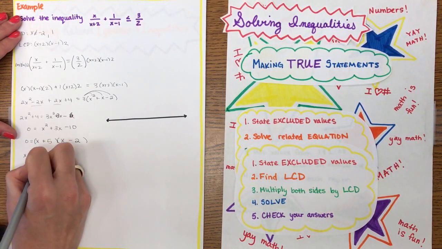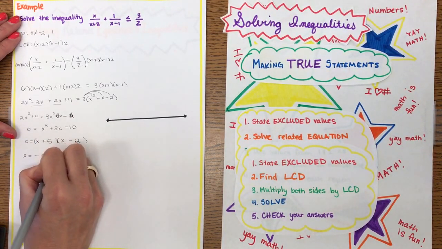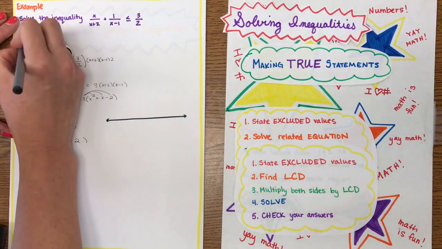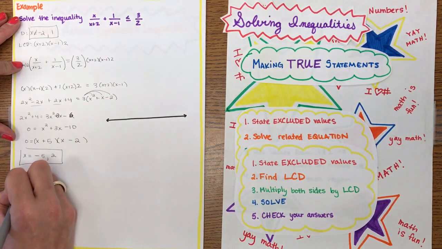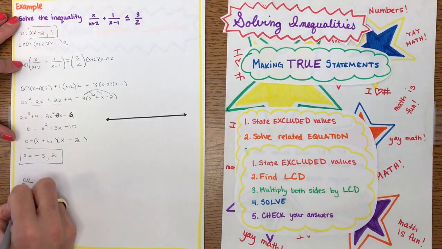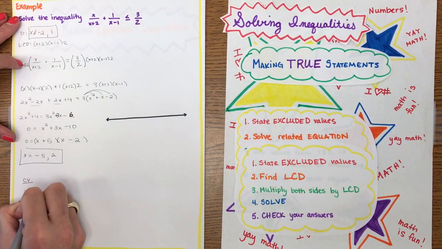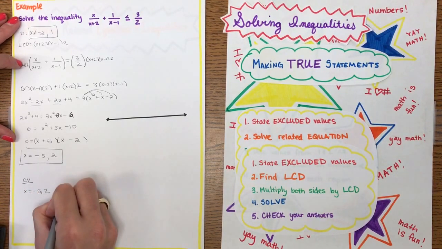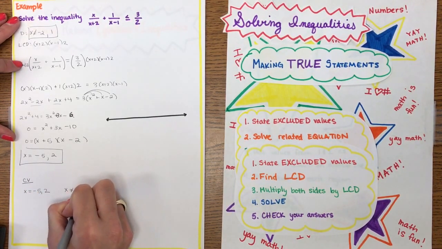So x is equal to -5 or 2. So my critical values are going to be x is equal to -5 and 2, and x is not equal to -2 and 1.